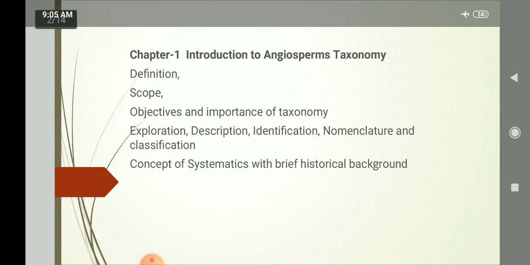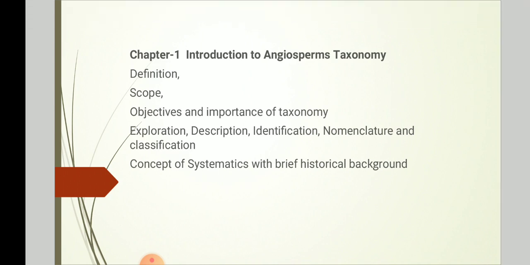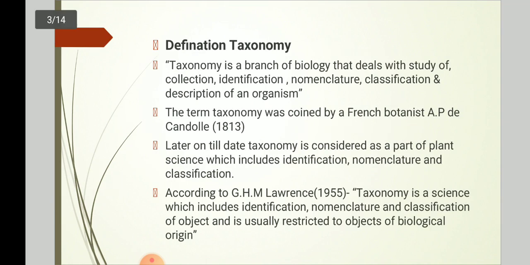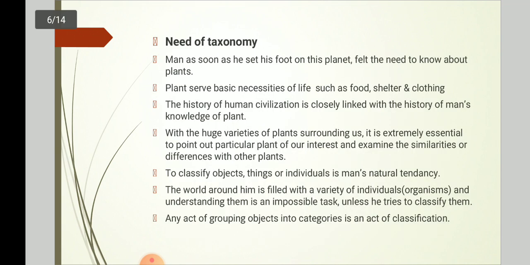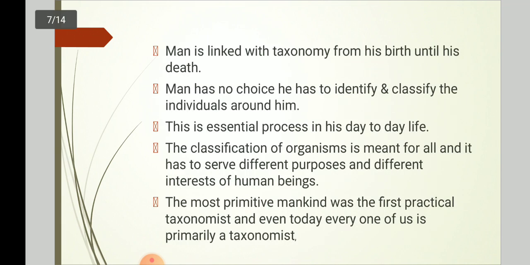In the last lecture, we started with chapter number one, that is Introduction to Angiosperm Taxonomy. We saw the definition of taxonomy: a branch of biology that deals with the study of collection, identification, nomenclature, classification and description of an organism. Then we saw the need of taxonomy, then the introduction of taxonomy.